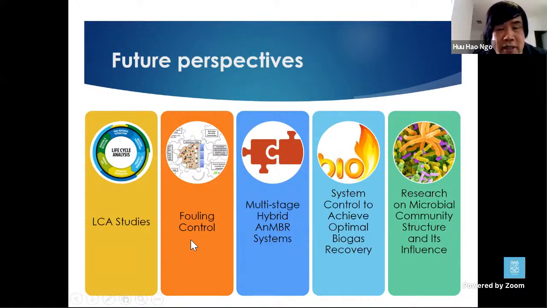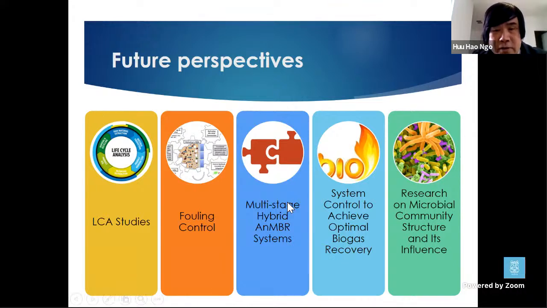And then the second thing is anaerobic fouling control. In fact, at the moment, we do not have a lot on membrane fouling in anaerobic MBR. It's not like aerobic MBR, where we have a lot of research and almost saturation. But for anaerobic fouling control or anaerobic membrane fouling, we need to do much more. So that is the future work we need to do.